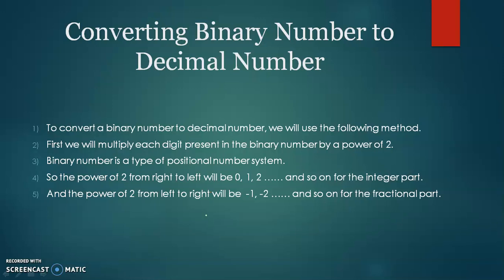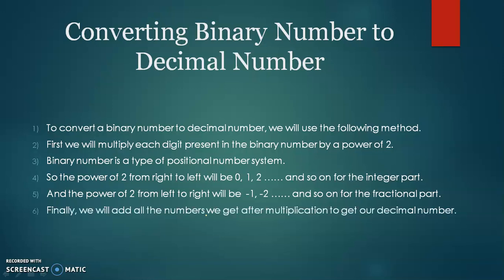So, for the integer part, the power starts from 0 from right to left, and for the fractional part, the power starts from -1 from left to right. After completing the multiplication, finally we will add all the numbers we get to get our decimal number. Now let's see a demonstration and example.